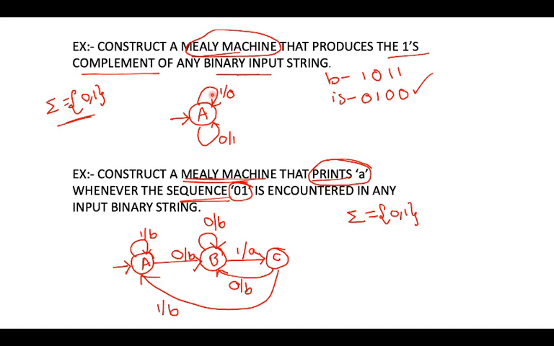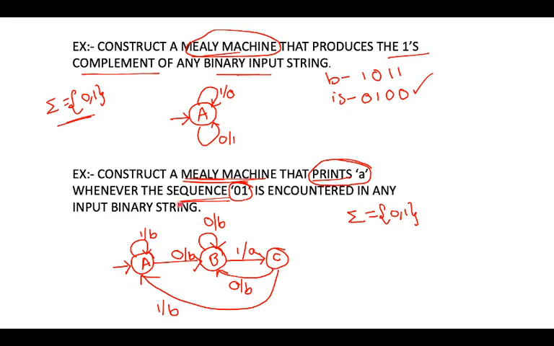Now we have to construct the Mealy machine. Starting state A takes the input 1 and produces 0, since the ones complement is nothing but changing ones to 0. So when we take the input as 1, it produces 0 as output. When it takes 0 as input, it produces 1 as output. Hence it is the Mealy machine that produces the ones complement of any binary input string.